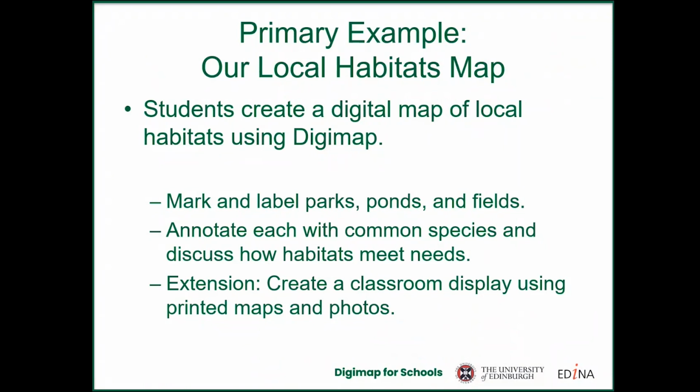Here is how this could look in a primary classroom. So pupils can use Digimap to zoom in on their school and local area. They identify places like parks, fields, ponds, and rivers, and then draw and label them. For each location, they can add annotation, like there is a pond here, what animals, what wildlife am I expecting to see here? Frogs, ducks.